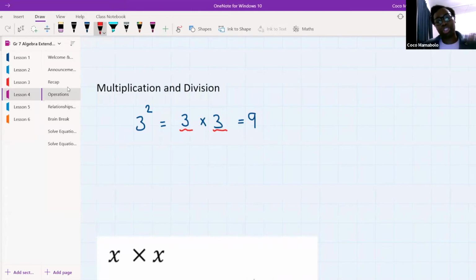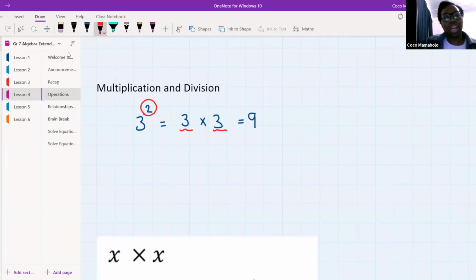The mini 2 on top, ma'am. Yes, this 2 on top tells me that I need to write 2 3s and then multiply them by each other. Yes? Awesome. Amazing. That's the correct answer that I was looking for.